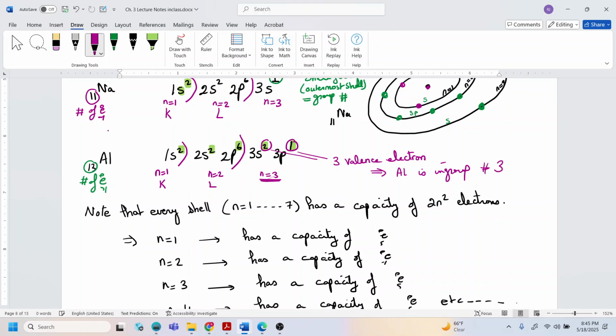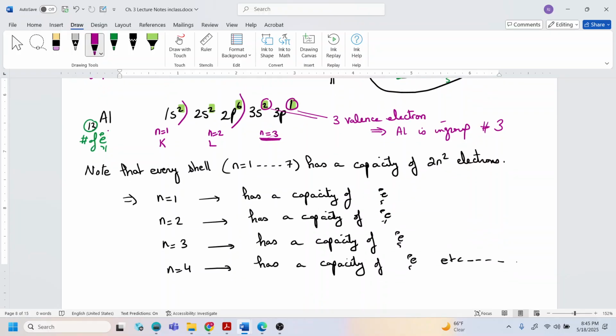number 3. Okay? Note that every shell from n equal to 1 to n equal to 7 has a capacity of 2n squared electrons, where n is the shell number from 1 to 7. So if you are working with n equal to 1, the n equal to 1 shell has a capacity of 2 electrons. If you have n equal to 2, then the shell has a capacity of 8 electrons, n equal to 3 has 18, n equal to 4 can fit up to 32 electrons, and so forth.